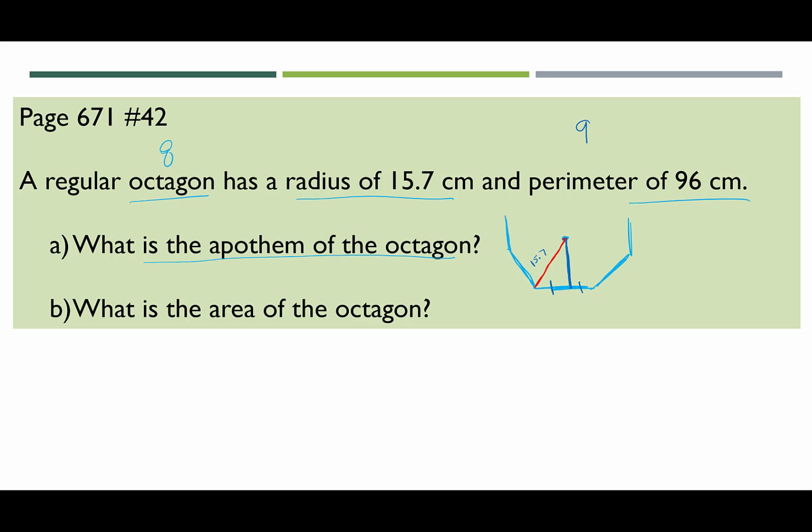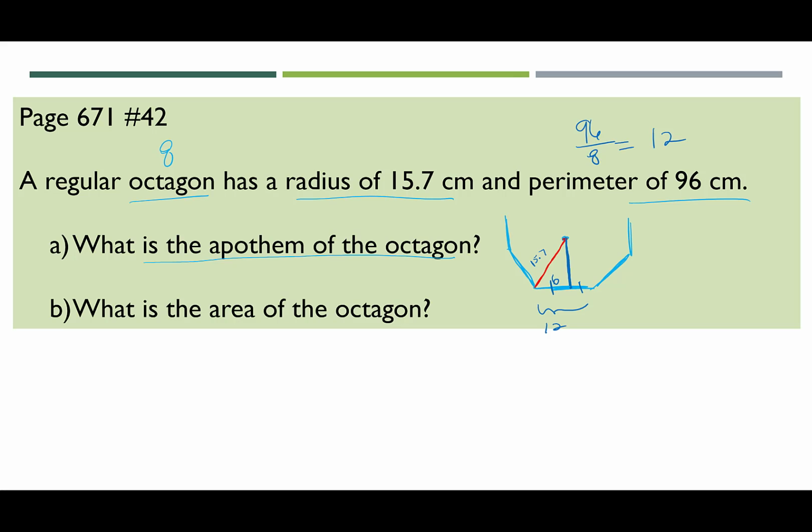So just a quick division problem, 96 divided by 8 will tell us the length of one side, which is 12. And so if the whole side is 12, when the apothem comes down and splits it into 2 equal parts, this little part here is a 6. Okay, so now we're going to use the Pythagorean theorem to find the distance of the apothem.